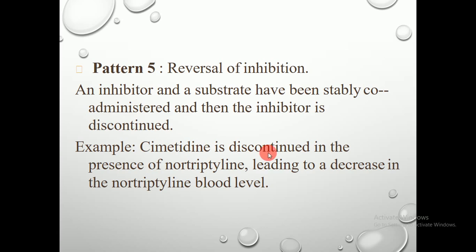For example, cimetidine is discontinued in the presence of nortriptyline. We know that nortriptyline is an antidepressant. It can directly act upon the 5-HT receptor. So this is pattern 5. If cimetidine is discontinued in the presence of nortriptyline, what will happen? As a result, the nortriptyline blood level will decrease, meaning the concentration of nortriptyline in the blood will become enhanced.